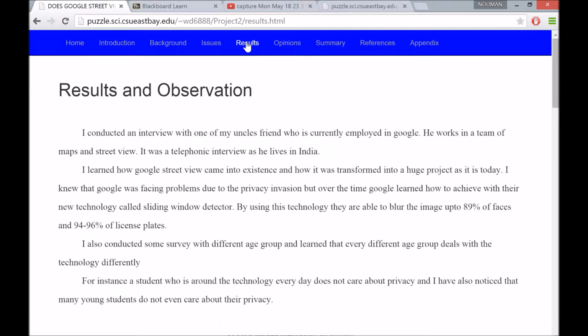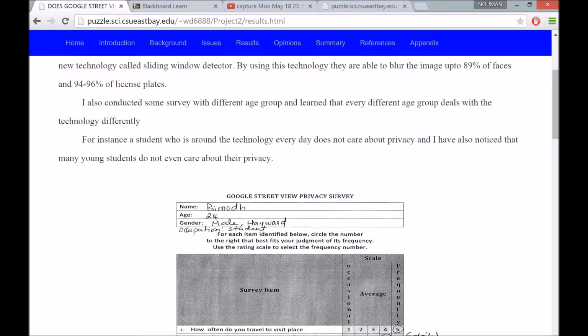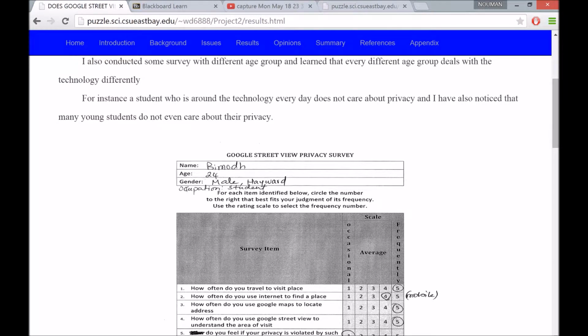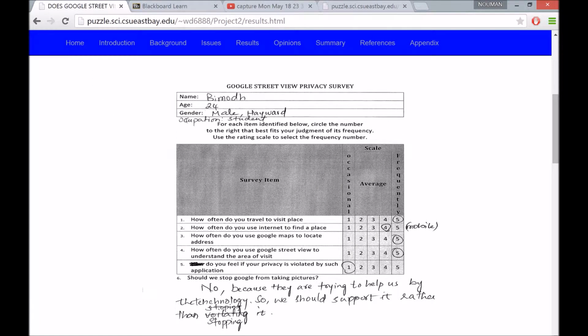Let's go to results and observation. What I understand after my interview with my uncle's friend, and also after conducting some observations, is that many of the youth don't care about privacy, because they are so involved in the technology, and hence they don't even care about the privacy.